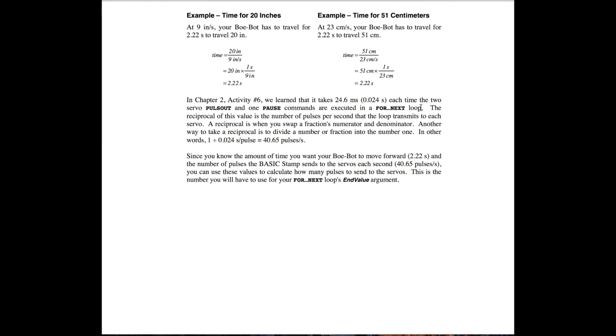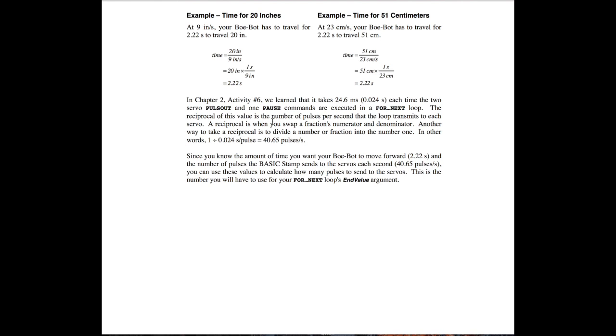In Chapter 2, Activity 6, we learned that it takes about 24.6 milliseconds each time the 2 servo pulse outs and 1 pause command are executed. All right, so we pause for 20 milliseconds. And then I guess there's a little bit over 3 milliseconds on average time to do the pulses. Some of the pulses are a little bit longer than 1.5 milliseconds, and there's a little bit of time starting and stopping those by the BASIC Stamp, a little processing time in there.